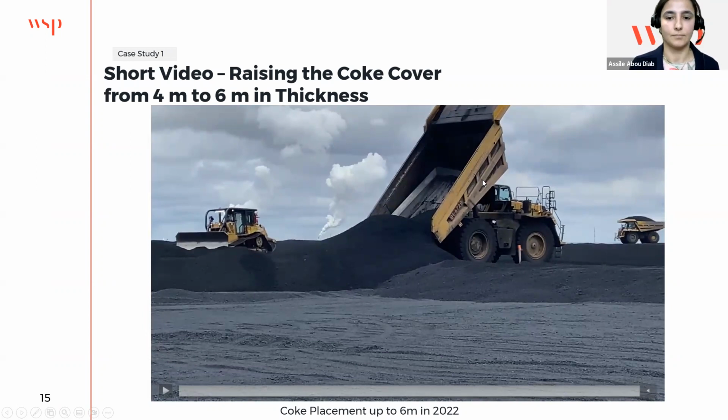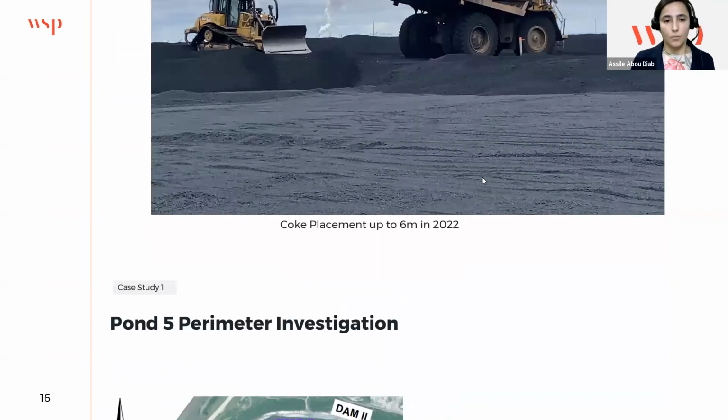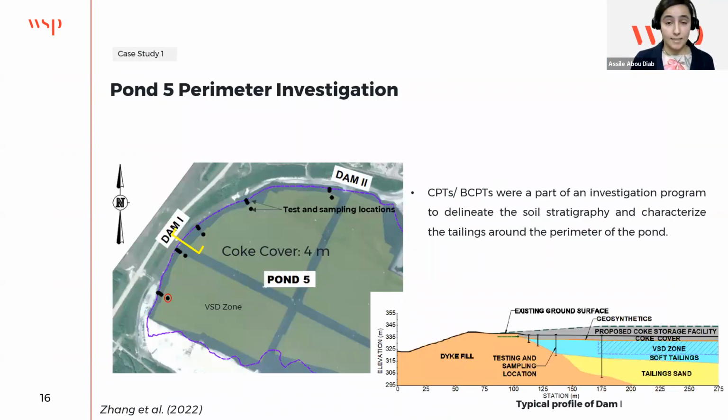CPTs and ball CPTs were used extensively in this project. In this select application, we'll be focusing on the perimeter investigation of point 5. And here, CPTs and ball CPTs were used as part of an investigation program to delineate the soil stratigraphy and characterize the tailings around the perimeter of the pond. You can see here in black, these dots are the test and sampling locations.